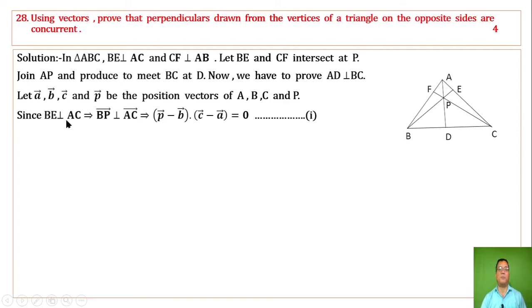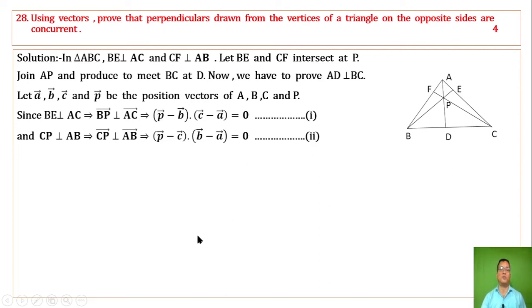Since BE is perpendicular to AC, therefore BP vector is perpendicular to AC vector. BP vector is P vector minus B vector, and the dot product with AC vector, which is C vector minus A vector, equals 0. This is equation 1. And CP is perpendicular to AB, which implies CP vector is perpendicular to AB vector, so their dot product is also 0. This is equation 2.